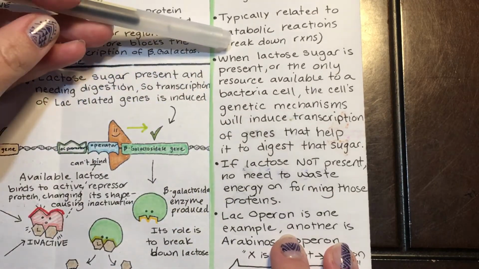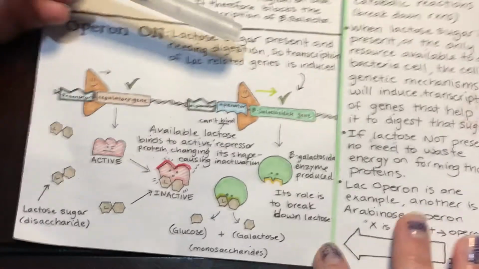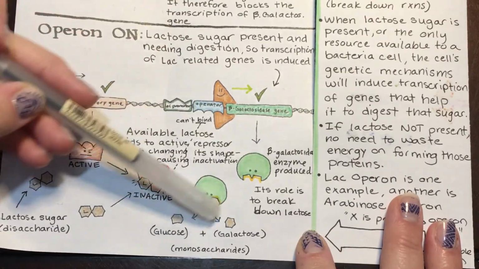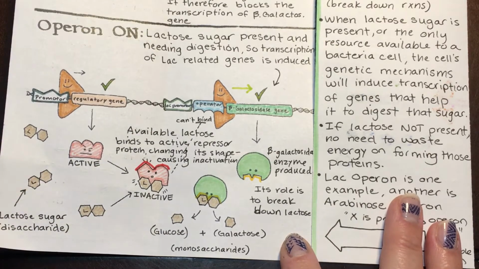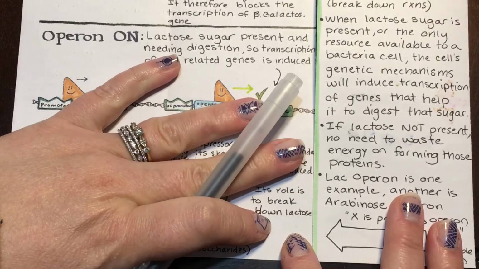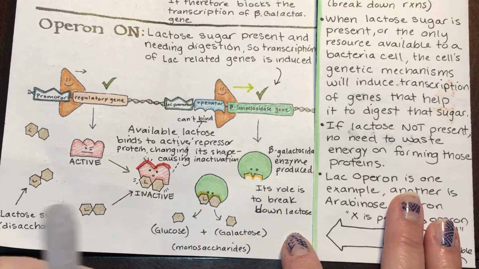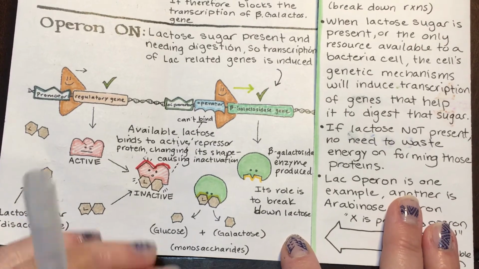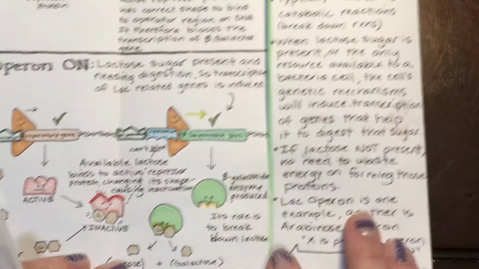So when lactose sugar is present, or it's the only resource available, right? If you have to do all of this every time lactose is there, that's not great. If you've got glucose available as a bacteria, go for it. You don't even need to do this process. But if lactose is suddenly your only resource or it's more plentiful than your other resources, now it's time to turn this on and start utilizing that food resource.